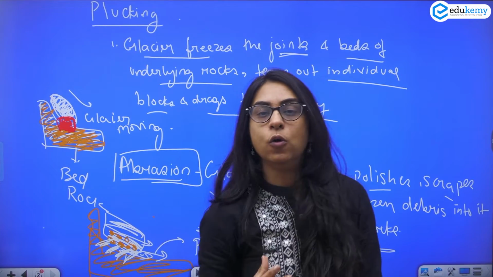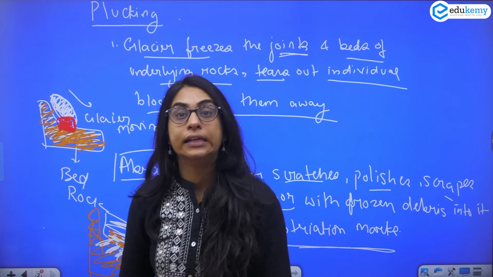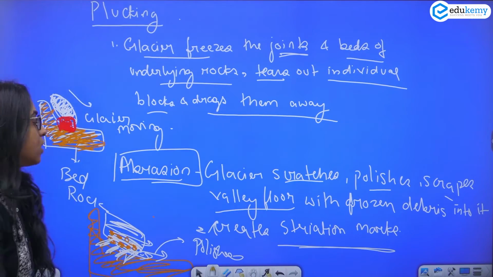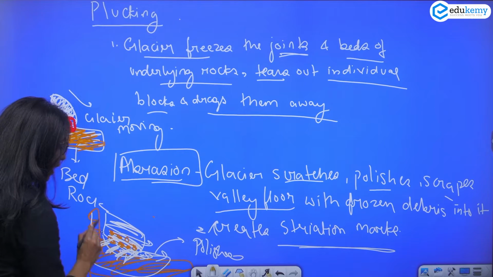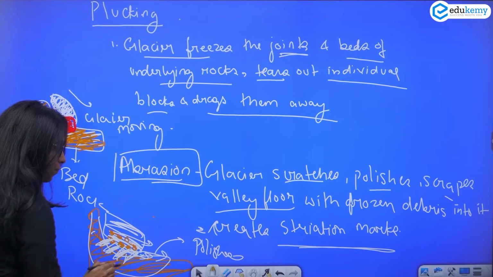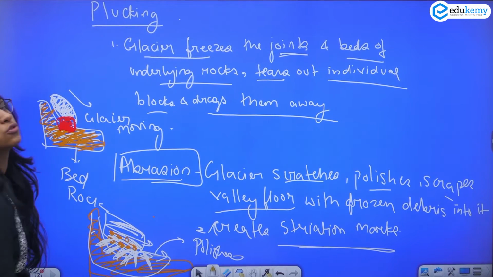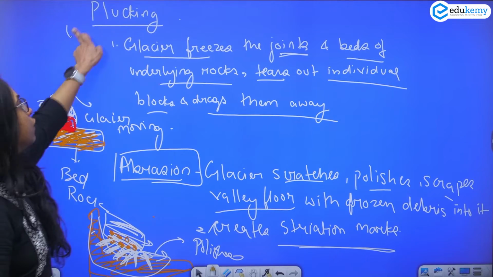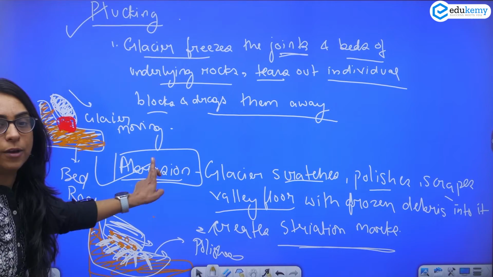So how do we know whether the area was under a glacier or not? It is because this bedrock will have these striation marks. So, two processes of erosion: plucking and abrasion.